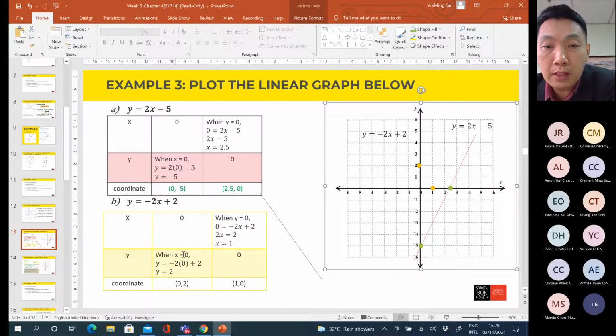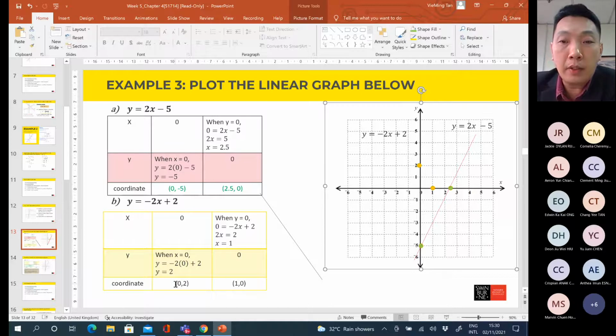Okay, we substitute x equal to 0 into the x. So this part is 0. As a result, y is equal to 2 positive. So that means one of the coordinates that will be passed through by this equation is 0, 2. Then the second point, we are trying to let y equal 0.